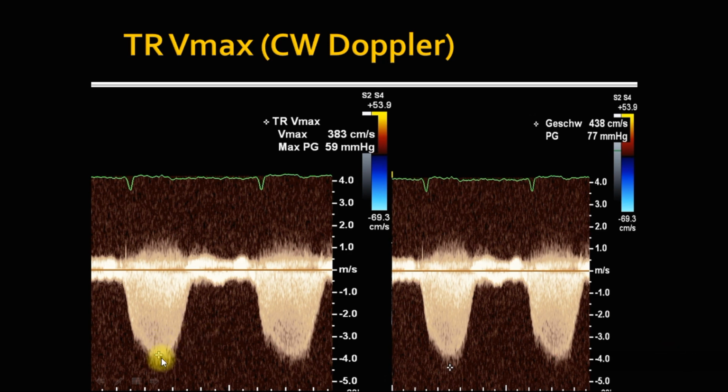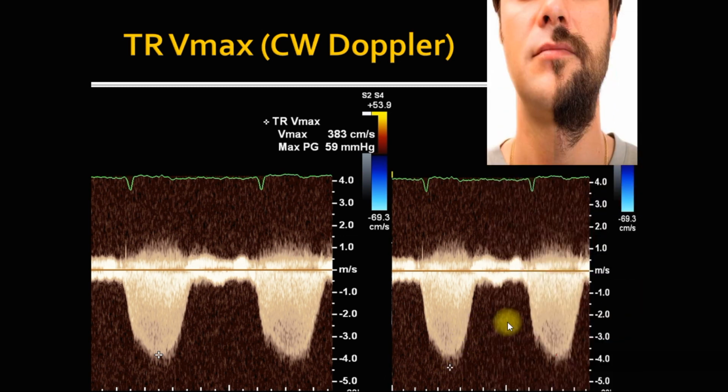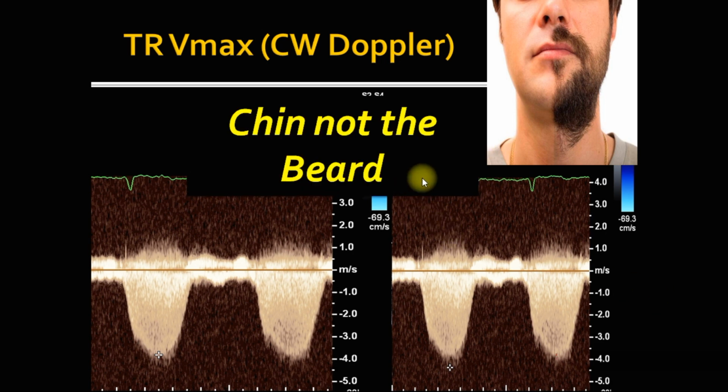Measuring the dense envelope, not the bright one, is a rule called chin, not the beard. Here is the chin of the face, here is the beard. We measure only the chin, not the beard. Never forget, chin, not the beard. Here is the chin, here is the beard, here is correct, here is wrong.